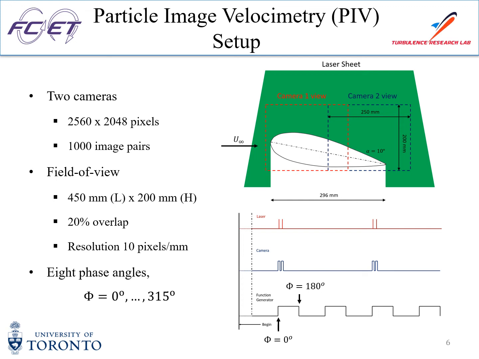For the control cases, 8 phase angles were measured for doing the phase averaging. The phase angle corresponds to the phase during an actuation cycle. For example, phase 0 corresponds to the start of the actuation, as the duty cycle of the actuation is 50%.